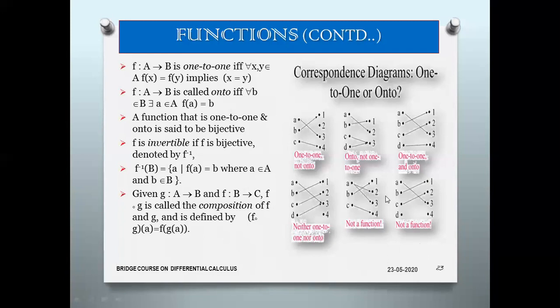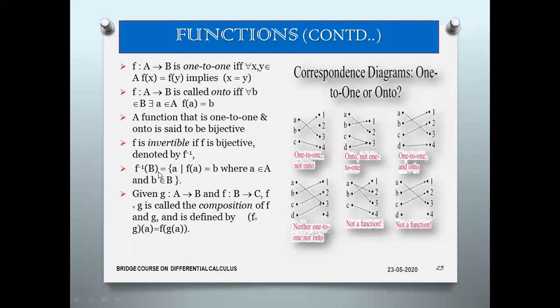Now, this is one quality which ceases to be a function. And another quality is, all the domain elements have to have an image. See here, A is mapped to something, B is mapped to something, C is mapped to something, but D does not have an image. So even that quality also ceases to be a function. So these two are not functions.